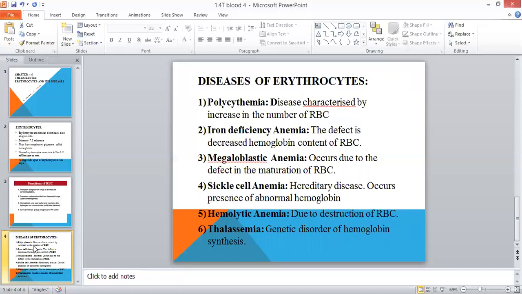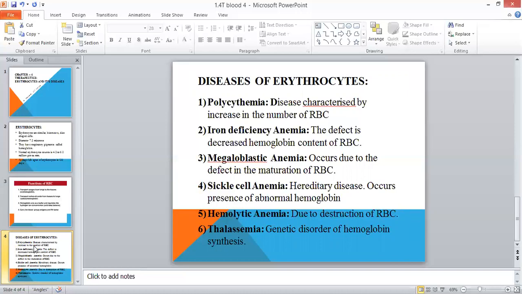Now the next disorder is sickle cell anemia. It is a hereditary disease. It occurs due to the presence of an abnormal hemoglobin called HbS. It differs from the normal hemoglobin HbA by the presence of valine instead of glutamic acid in the beta chain of globin.